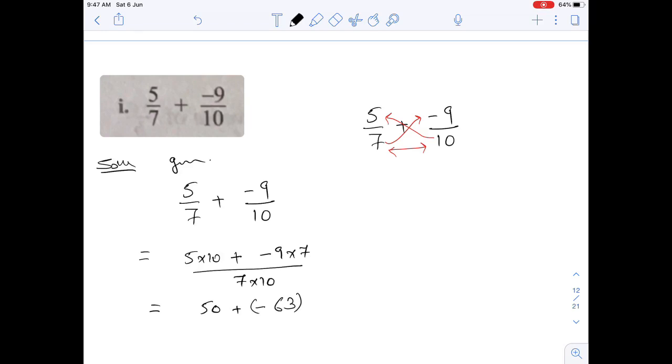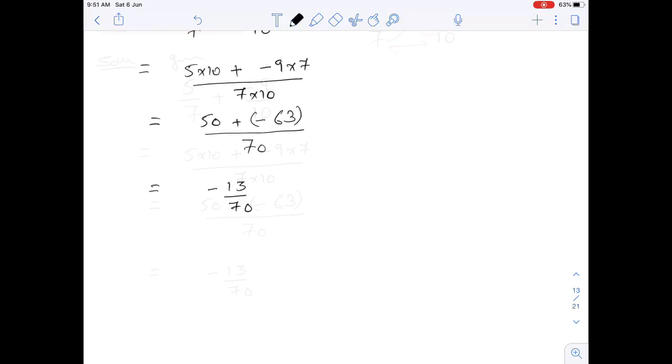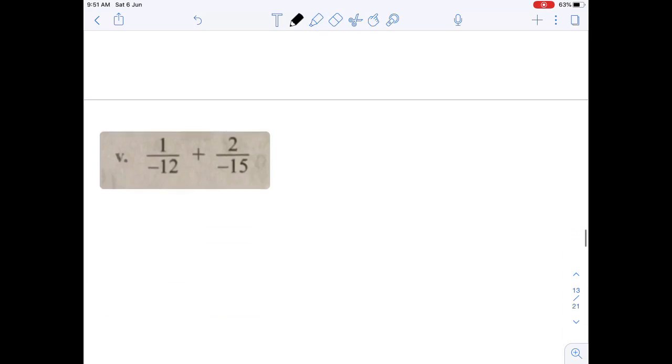Let us write this number in brackets, divided by 7 tens, which is 70. Now these two numbers, 50 and 63, have opposite signs, so we do subtraction of numbers. 63 minus 50 will be 13. Take the sign of the greater number, that is minus, so we write minus 13, and we keep the denominator as it is, so you will get 70. Now let us solve our next question.